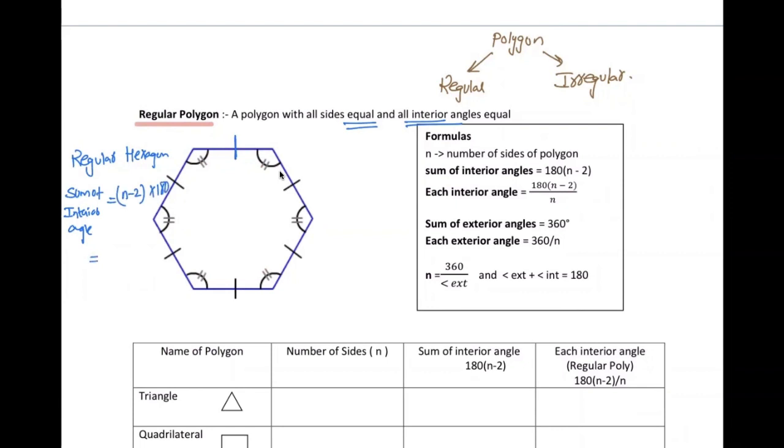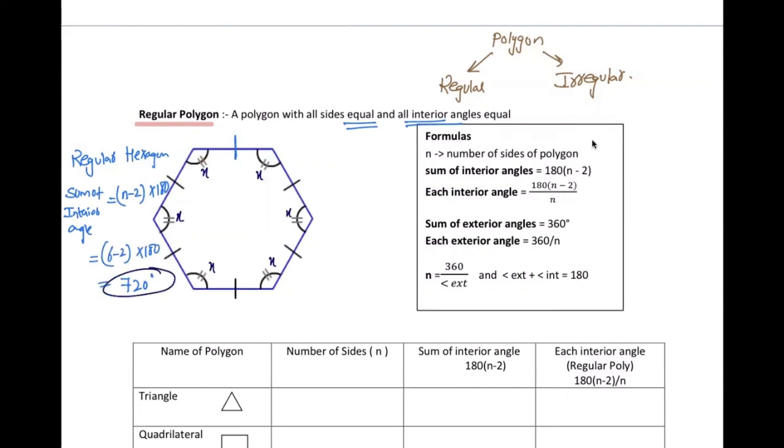How many sides are there in a regular hexagon? The number of sides is 6. So 6 minus 2 times 180, that is 4 times 180, that is 720. Which means that all the angles will add up to 720. And if it's a regular hexagon, then all the angles are equal as well. So in a hexagon, there are 6 angles and all of them are equal.